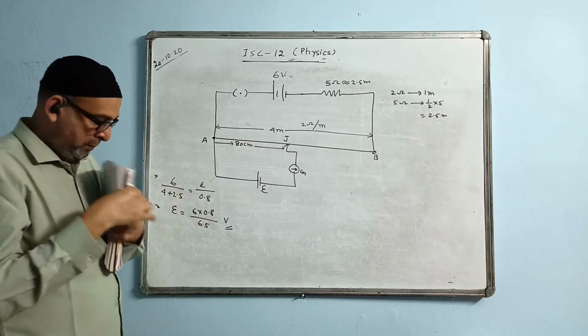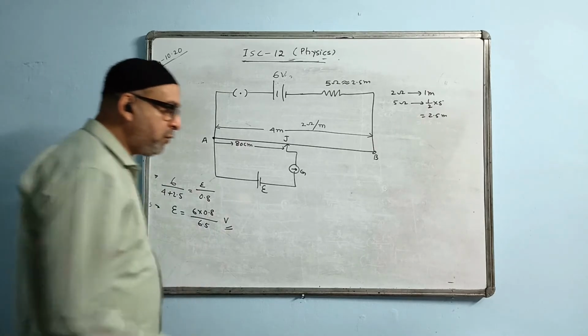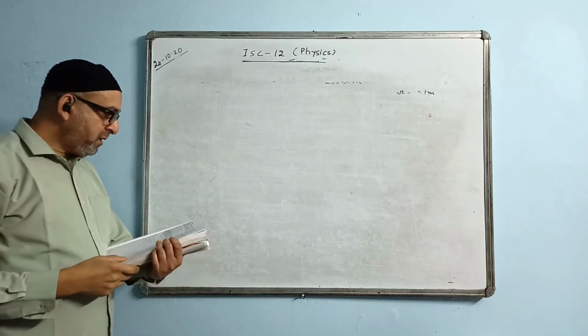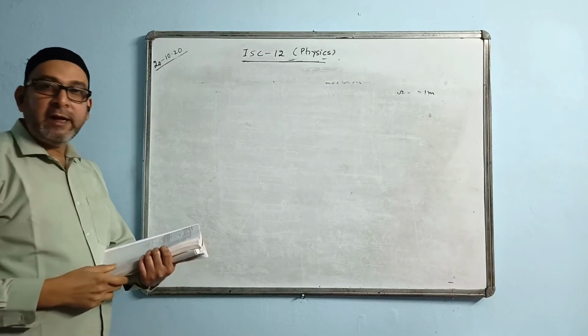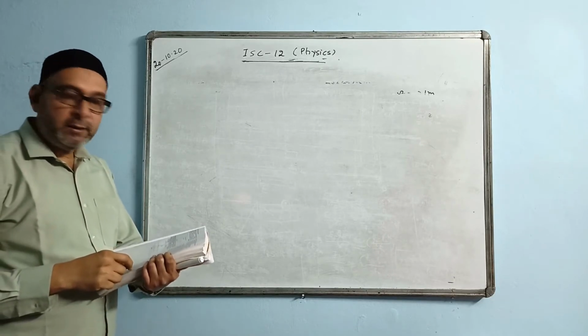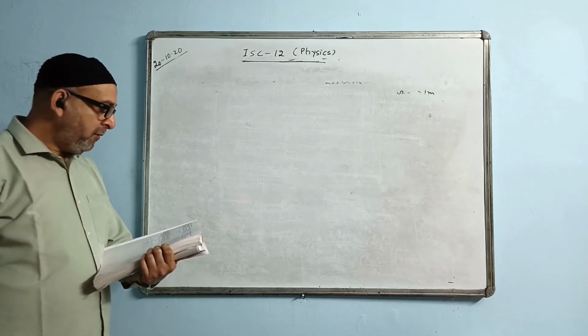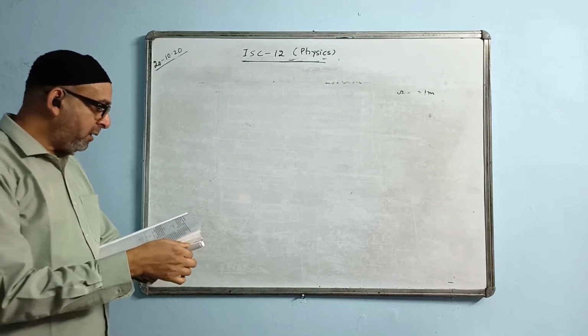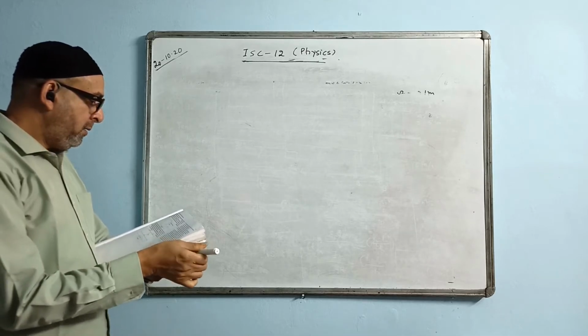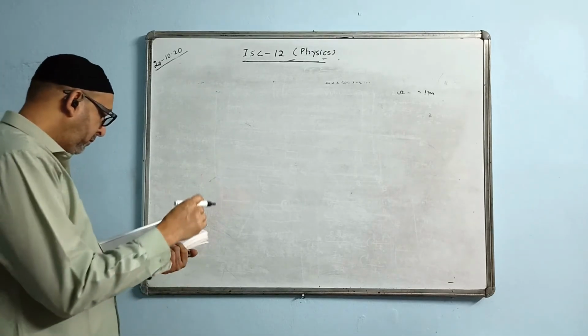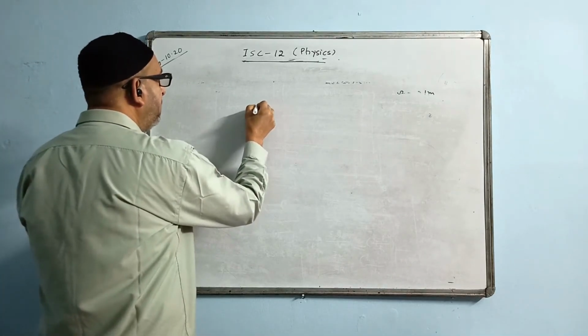Now, another question. The question says, if the galvanometer in the given circuit reads 0, find the value of the resistance R. There is a circuit given here. I draw the circuit.